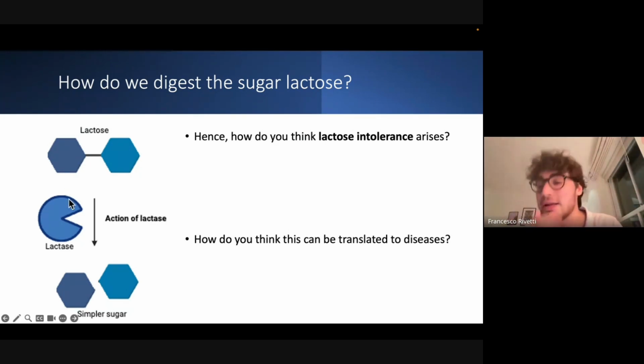So, we all probably know what lactose intolerance is, but learning about this central dogma of biology, how do people think that lactose intolerance arises?